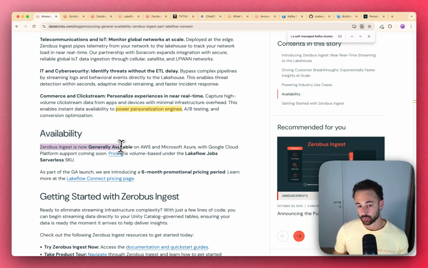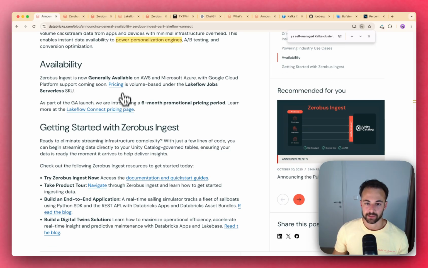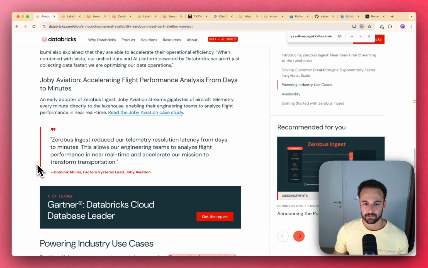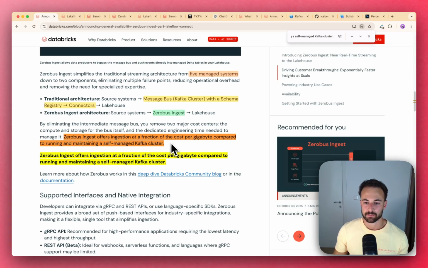Availability. Zerobus Ingest is now generally available on AWS and Microsoft Azure with Google Cloud coming soon. Pricing is volume-based. As part of the GA launch, there's a promotional pricing period. Yada yada. So let's look at pricing. If you remember, they said something here about pricing, which was a fraction of the cost per gigabyte compared to running and maintaining a self-managed Kafka cluster. They believed this so much they had to repeat it twice. So let's see if it's a fraction of the cost. Now, running and maintaining a self-managed Kafka cluster means you're maintaining it yourself.